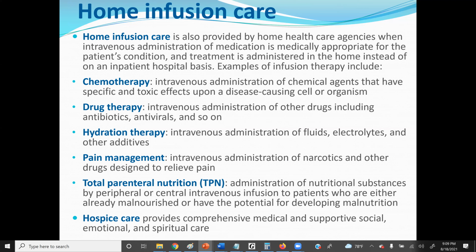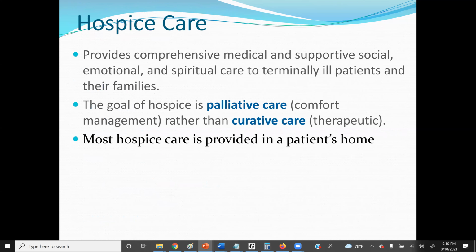And we also have hospice care that provides comprehensive medical and supportive social, emotional, and spiritual care. So these are, again, different types of home infusion care. And hospice care normally provides comprehensive medical, supportive social, emotional, and spiritual care to terminally ill patients and their families. And the goal of hospice is palliative care. And the main goal of palliative care is comfort management rather than curing or curative care.